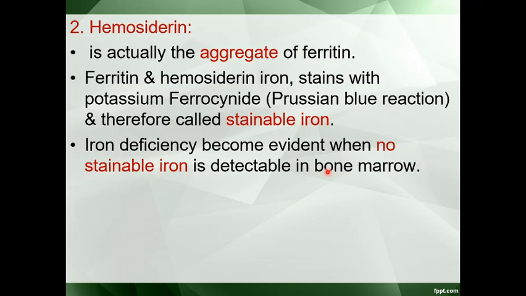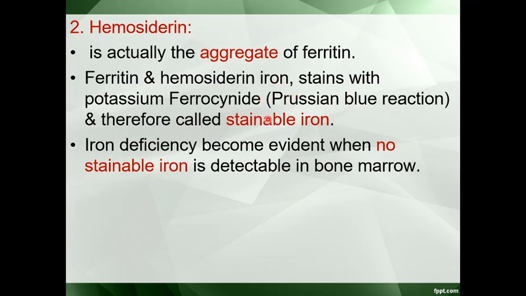Hemosiderin. So one form of stored iron is ferritin and the other is hemosiderin. It is actually the aggregate form of ferritin. When iron is stored in the form of ferritin, the ferritin then aggregates together and forms hemosiderin. So ferritin and hemosiderin, what are they? They are the storehouse of iron.